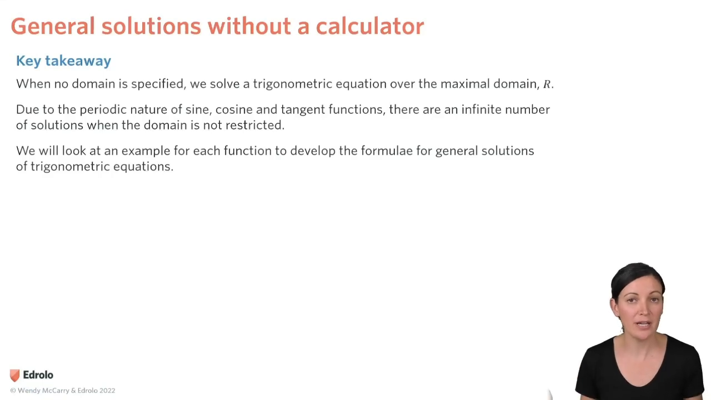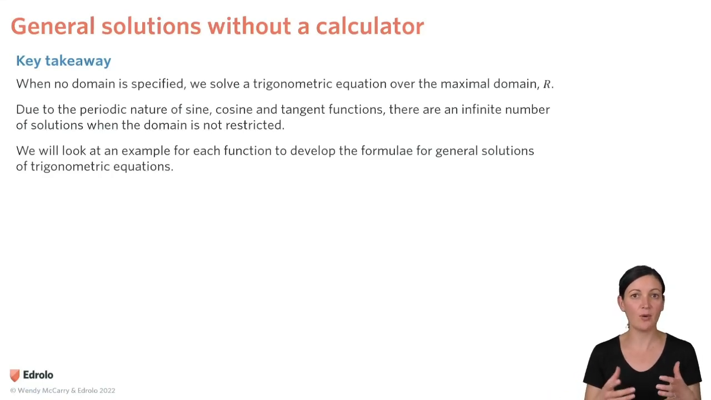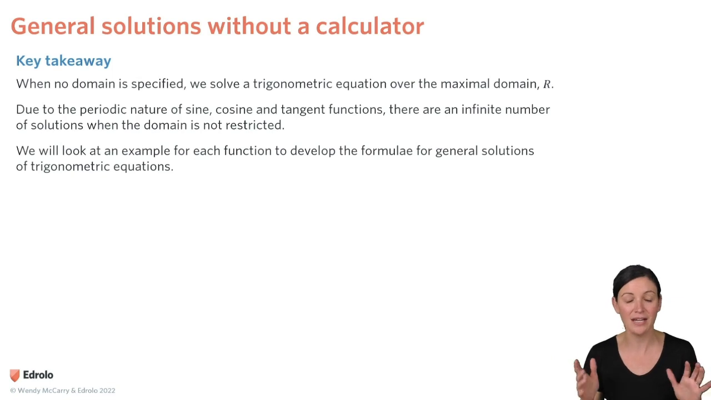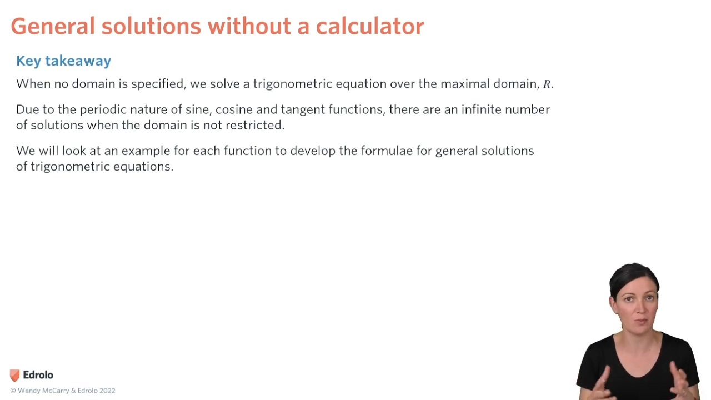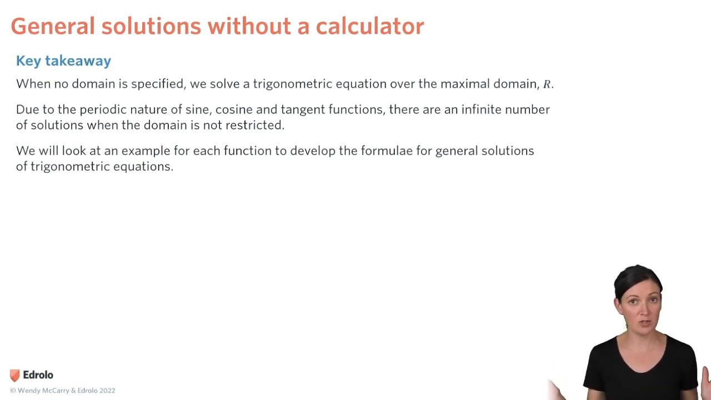Okay, so what we're talking about here is equations where we haven't specified a given domain. With the other trig equations that we've solved up until now, we've said to you, find the solutions where x is between 0 and 2 pi or something like that. But this time there's no specified domain. Because of the periodic nature of these functions, we have an infinite number of solutions.